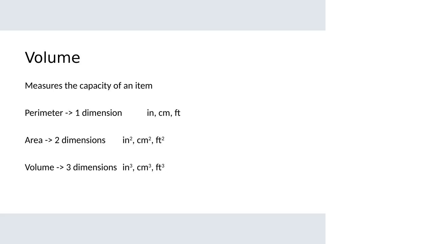Volume measures the capacity of an item. Just to refresh your memory a little bit, we previously talked about perimeter, which was straight line distance, the length, one dimension. We would think about a fence for perimeter, how far around a figure, and it would be measured in inches, centimeters, feet, all raised to the first power because we're only talking about one dimension.